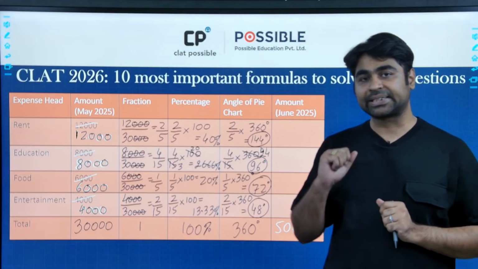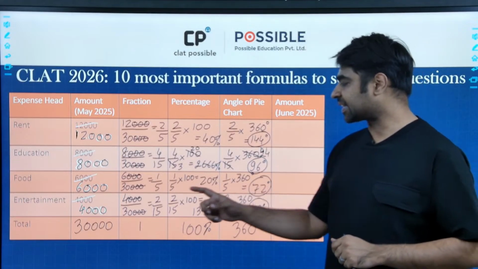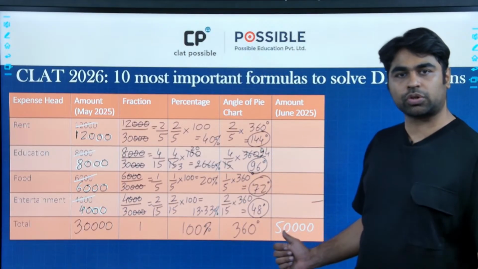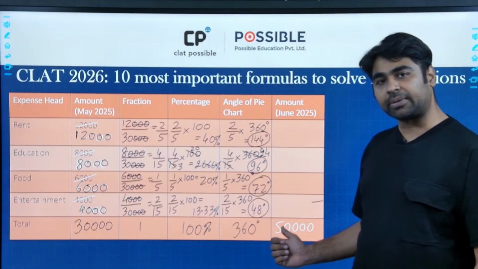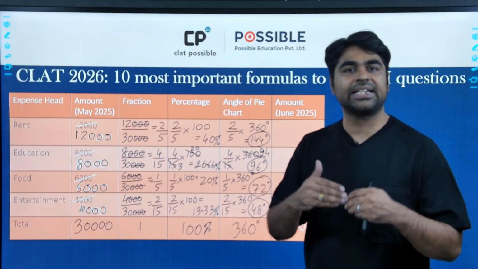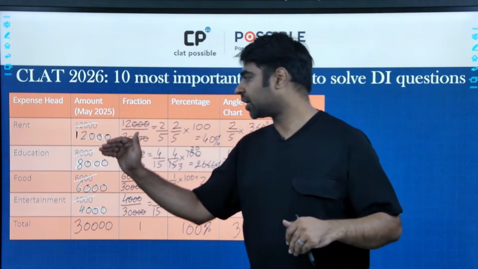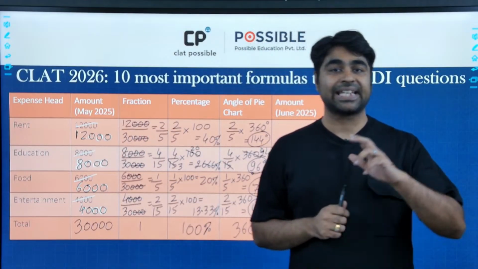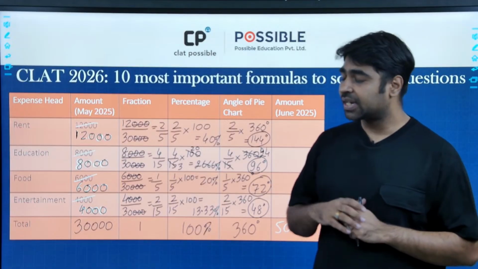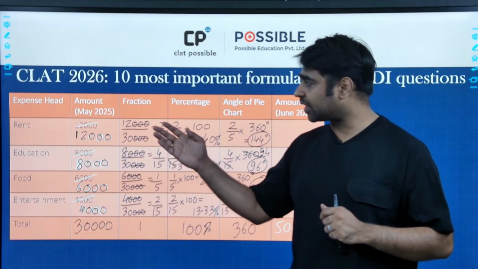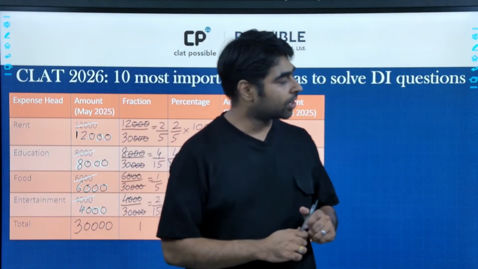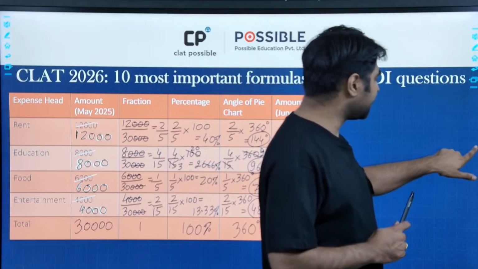Now, the next important part is, if his salary is now no longer 30,000, it is becoming 50,000 from June onwards. Okay, so you have to tell me that, and he's increasing his spendings on rent, education, food and entertainment in the same ratio. Okay, so one more thing I want to ask you here is, what is the ratio of his rent, education, food and entertainment? Yes, that can also be found out using the same logic that we have been discussing.